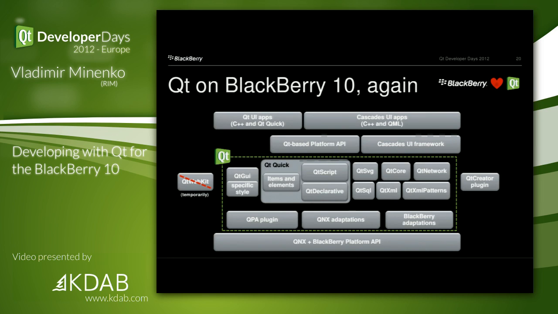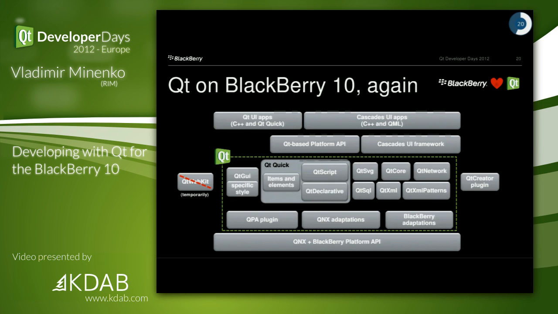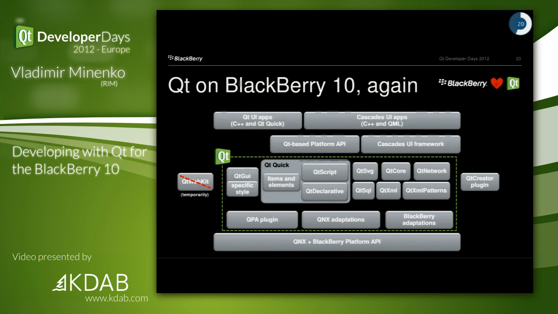Now we're coming back to this diagram. You saw this; I just put a copy here to make sure that you memorize the blocks. So I'll now do a small game. So this is the Cascades application. And this is the original Qt.